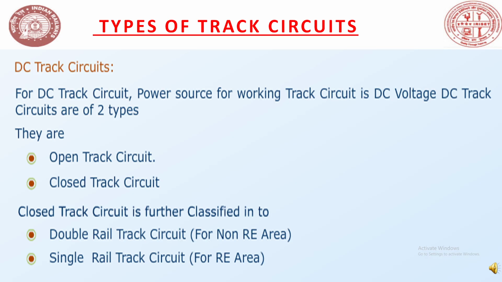DC track circuits. For DC track circuit, the power source for working the track circuit is DC voltage. DC track circuits are of two types: first, open track circuit, second, closed track circuit. Closed track circuit is further classified into two: double rail track circuit for non-RE area, single rail track circuit for RE area.